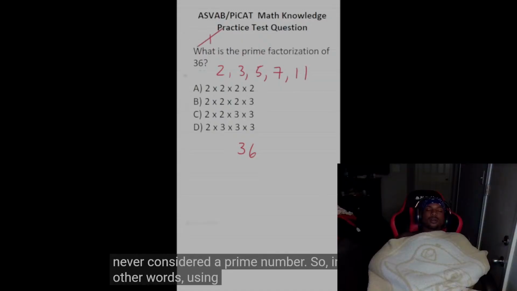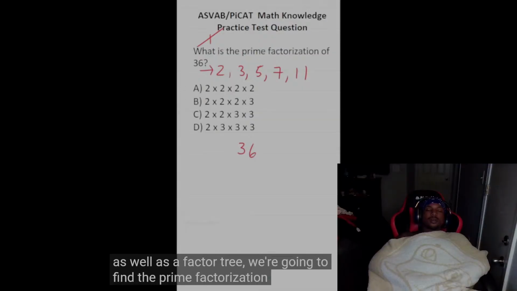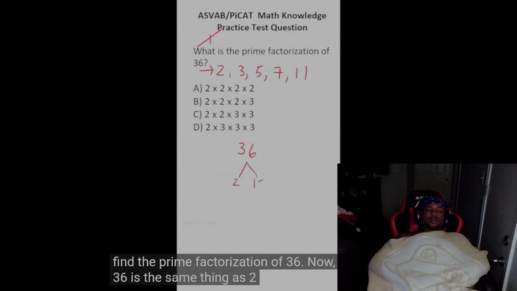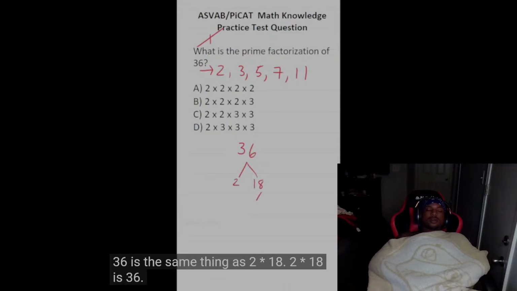So in other words, using these prime numbers as well as a factor tree, we're going to find the prime factorization of 36. Now 36 is the same thing as 2 times 18. 2 times 18 is 36. 18 is 2 times 9. 9 is 3 times 3.